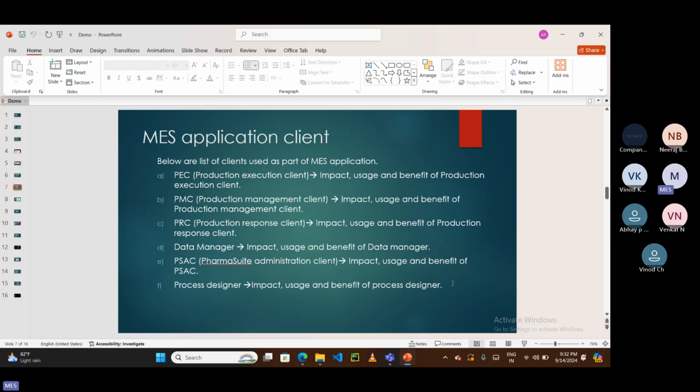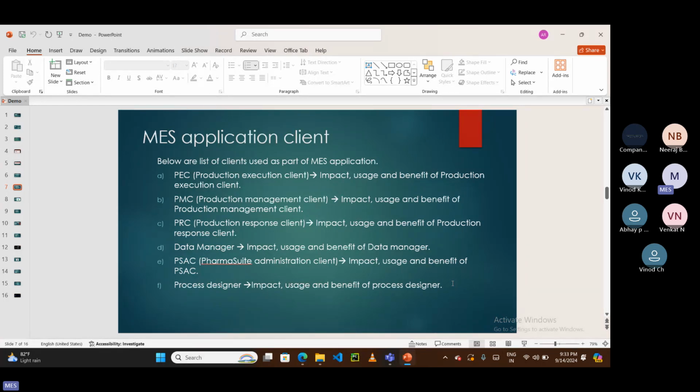Because multiple activities will be done by multiple teams in the MES application. The whole application will not be run by one person. It will be run by n number of teams, and n is not a good word, I can say, like production team, packing team, QA team, QC team. So multiple teams will come into the picture for the usage of the MES application.